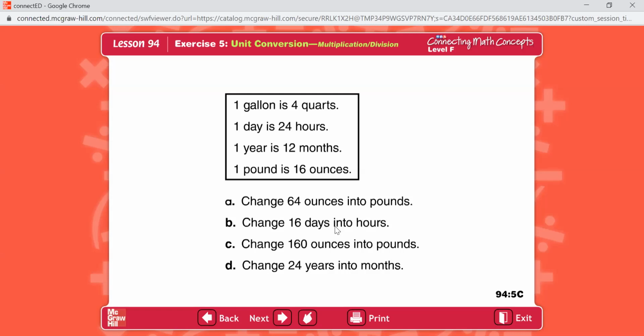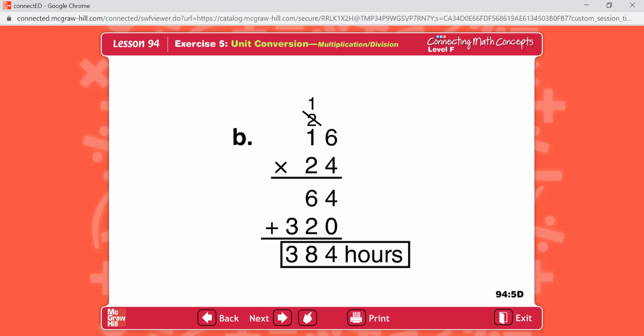Now, let's look at the problem. What are we trying to end up with? We're trying to end up with hours. We're changing days into hours. So, are we going to multiply 16 by 24 or divide 16 by 24? We are going to multiply 16 by 24. Pause the video now to work the problem. Here's what you should have ended up with. 384 hours. Make sure you're labeling.